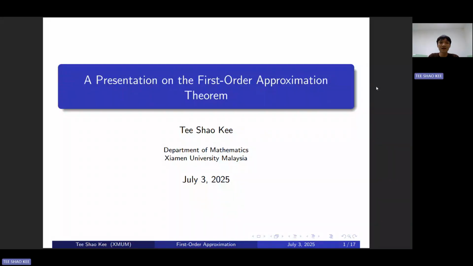Hello everyone, I'm Tishaki from the Mathematics Department of Xiamen University, Malaysia, and this is my project presentation from MAT202, Mathematical Analysis 2. Today, I'll be presenting a fundamental result in multivariable calculus that helps us understand how nonlinear functions behave near a specific point. It is called the first-order approximation theorem.